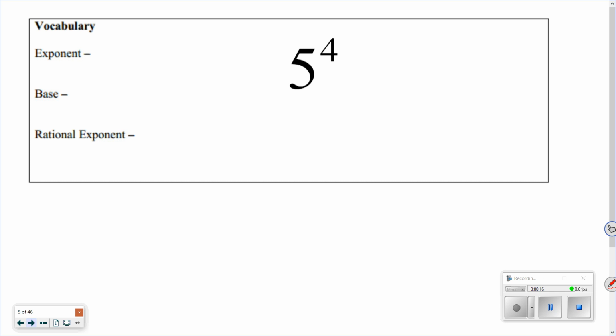The 5 right here is called the base. It's what's being raised to the power. And then the 4 is the power, or the exponent. That is how many times you're going to multiply the 5 together, right? 5 to the 4th is 5 times 5 times 5 times 5.